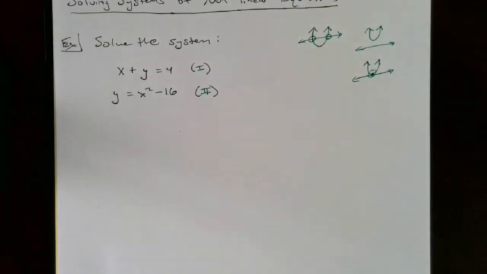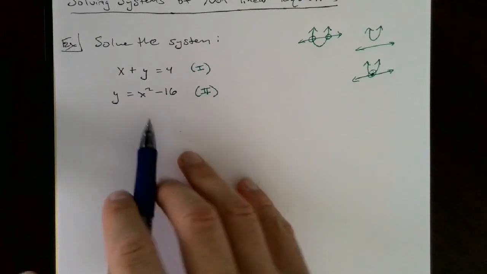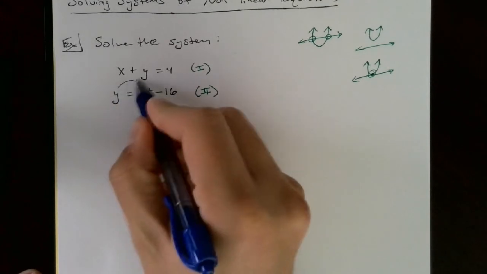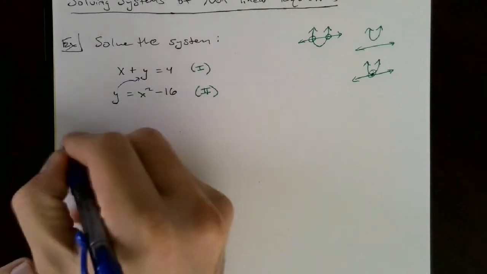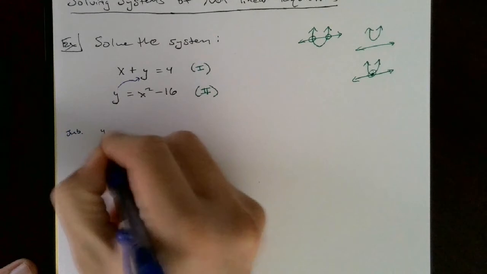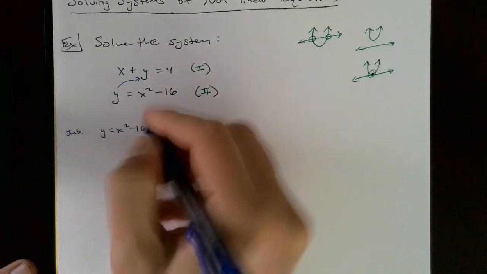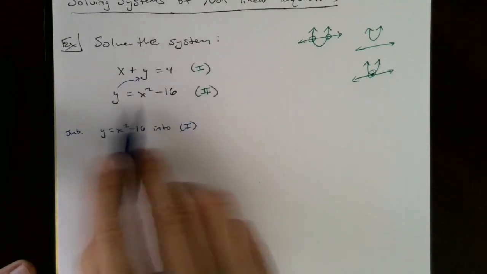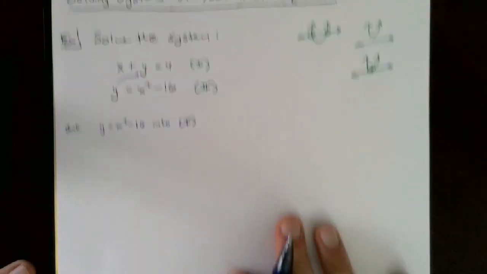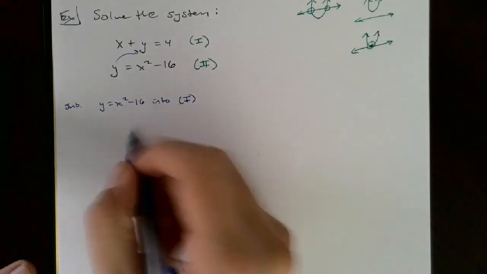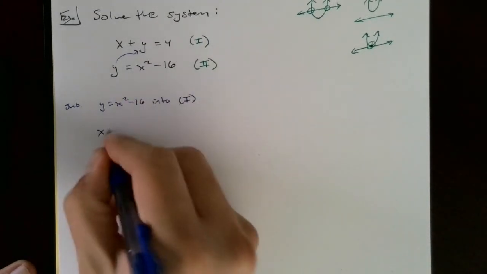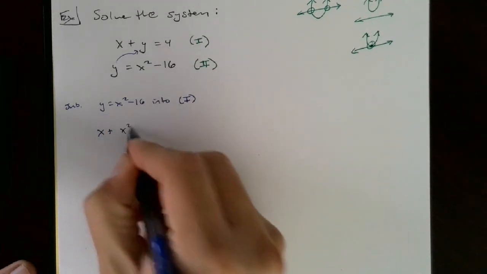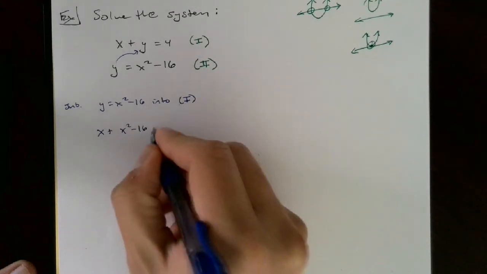So solving this system, x plus y equals 4 and y equals x squared minus 16. First thing I notice is that I already have y isolated here, so I'm going to substitute that into equation 1. So I'm going to use the substitution method. I'm going to sub y equals x squared minus 16 into equation 1 for y, because y is already isolated here. If it wasn't, you might want to isolate y. So if I do that, then equation 1, subbing in for y, I get x plus, y is now replaced with x squared minus 16, and that equals 4.